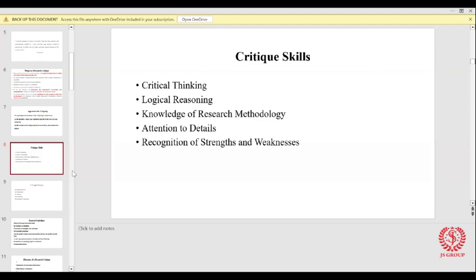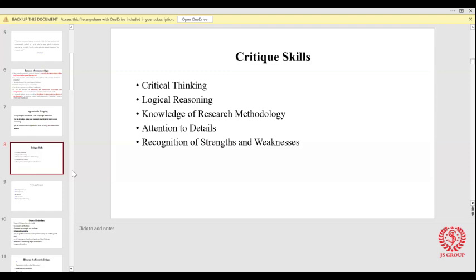That means what? In-depth knowledge. The researcher should have in-depth knowledge about the research methodology and all the steps in the research process. Then attention to detail. That means the researcher should read the article from the introduction to the bibliography, so that he can give the positive and negative points in an effective manner.